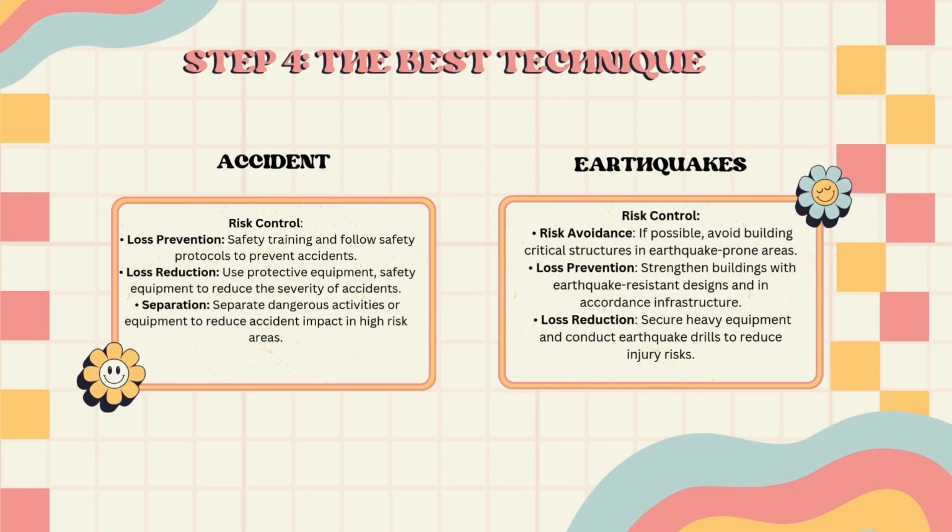For the earthquakes, the best technique is also risk control, risk avoidance, loss prevention, and loss reduction. For the risk avoidance, if possible, avoid building critical structures in earthquake-prone areas. Loss prevention, strengthen buildings with earthquake-resistant design in accordance with infrastructure. And last one is loss reduction. Secure heavy equipment and conduct earthquake drills to reduce injury risk.